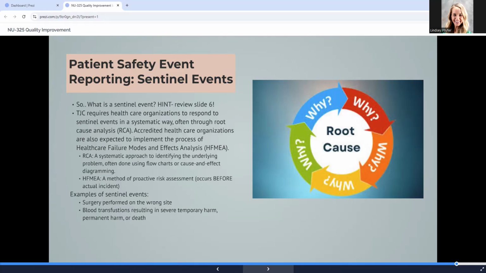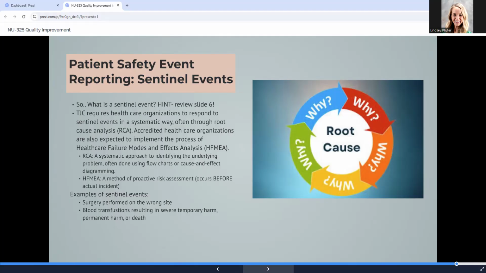So root cause analysis is a systematic approach to identifying the underlying problem, and it's often done using flowcharts or cause and effect diagramming. So it basically aims to get to the root cause of why this specific event happened. Where did the break in the system take place? The healthcare failure modes and effects analysis is a method of proactive risk assessment. This is something that occurs before an actual incident takes place. So again, this is something that healthcare agencies put in place to be proactive and hopefully prevent patient safety events.